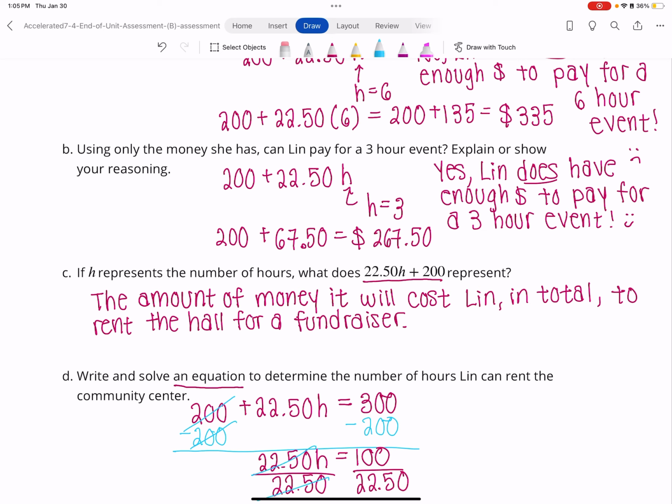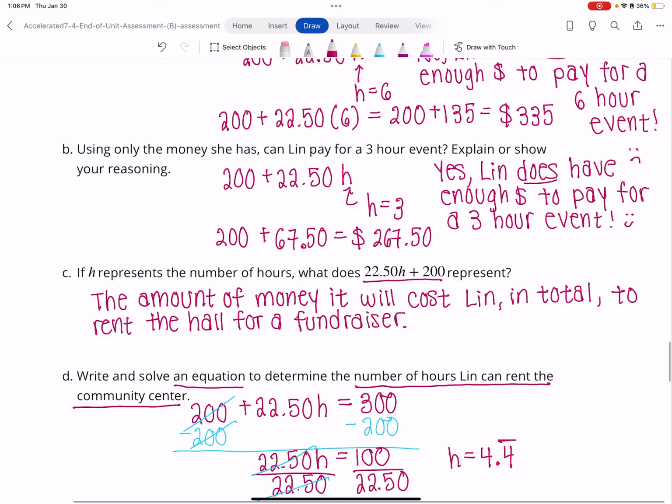So h ends up being 4.4 with the 4 repeating as a decimal. So how many total number of hours can Lynn rent the community center? She can only rent it for 4 hours and not 5 hours. Even if we had a decimal that was 5 or greater, such as like 4.5, 4.6, and so forth, we would still round it down because she still does not have enough money.